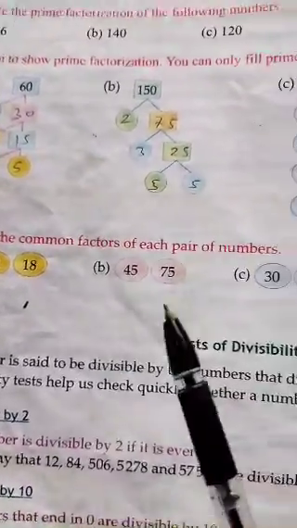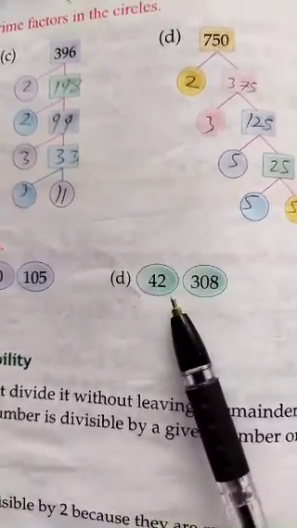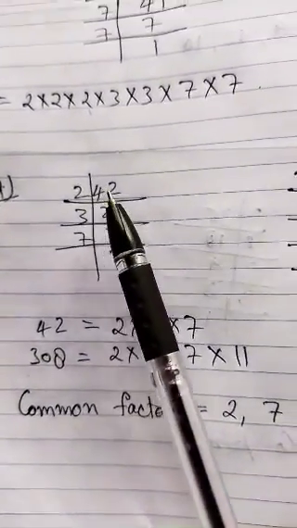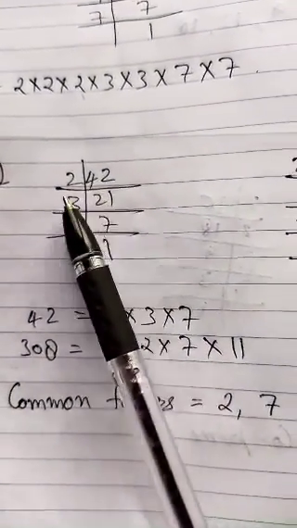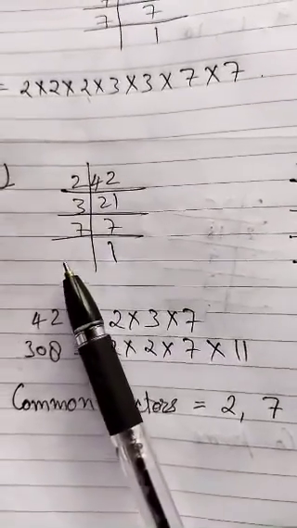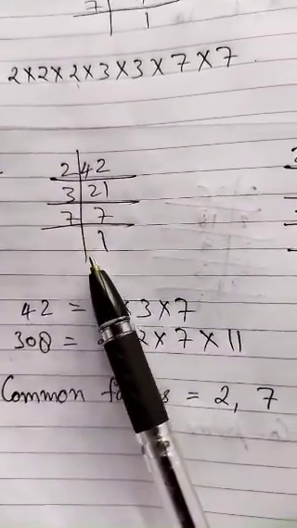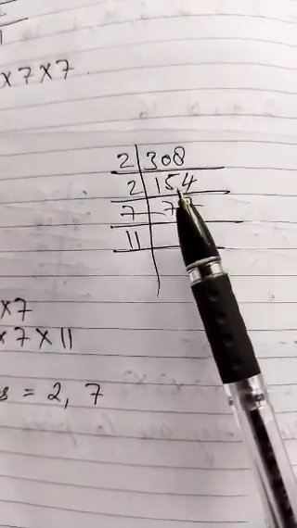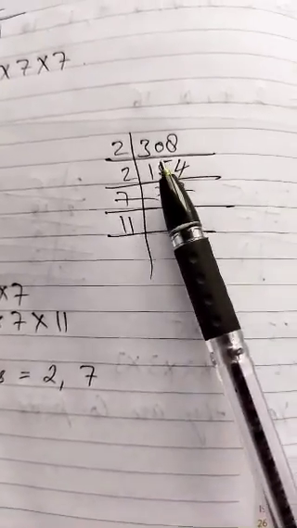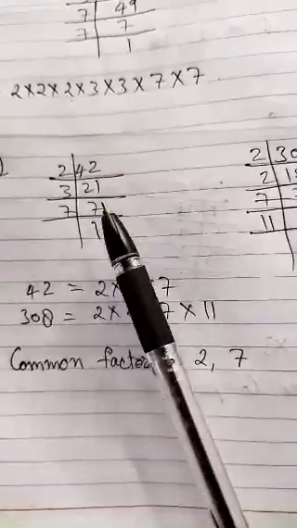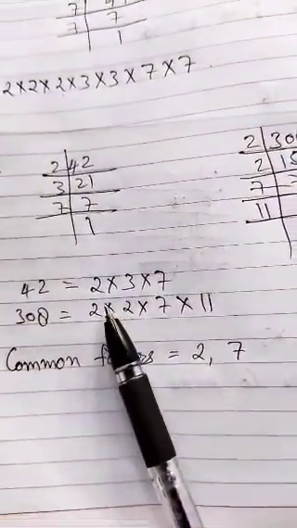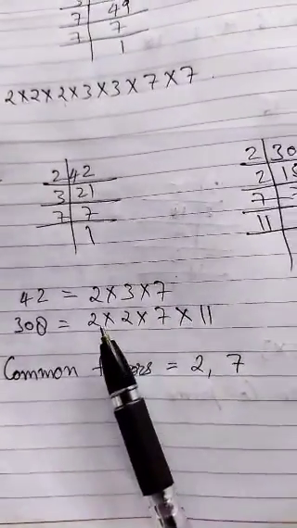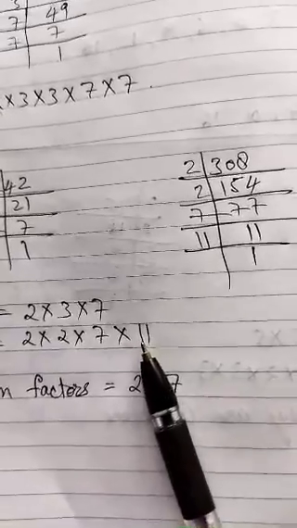Now let me do the 7th D part for you. The numbers are 42 and 308. See how this has to be done. First of all we will find the factors of 42. I have explained this to you many times. Now you can easily do it on your own, in this way. Then the factors of 308. Similarly, as I explained in question number 5, you have to find the factors. Then you have to write their factors in front of them, like the factors of 42 are 3 into 2 into 3 into 7. Then for 308, the factors are 2 into 2 into 7 into 11.